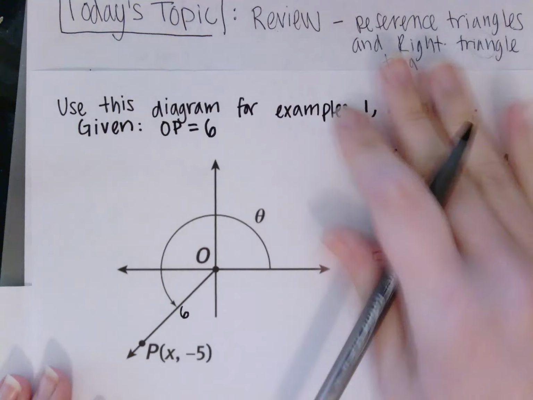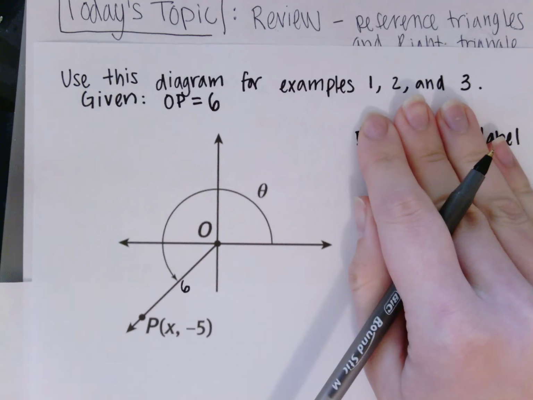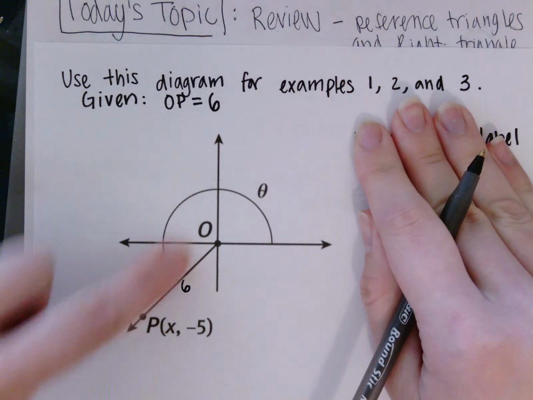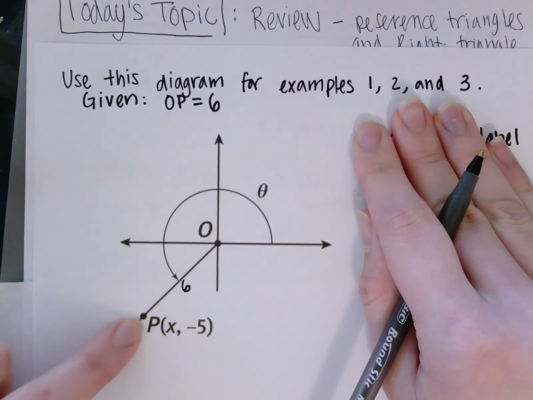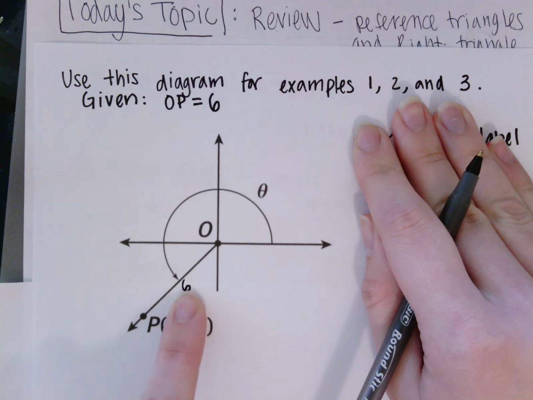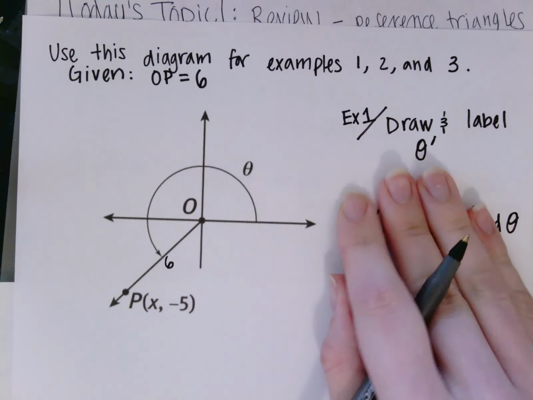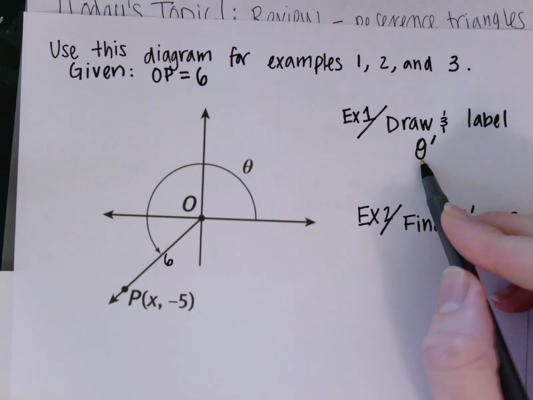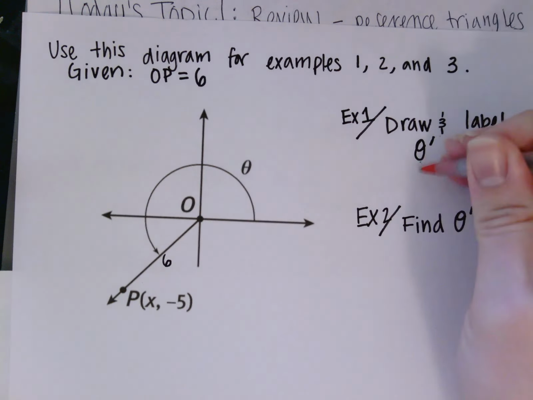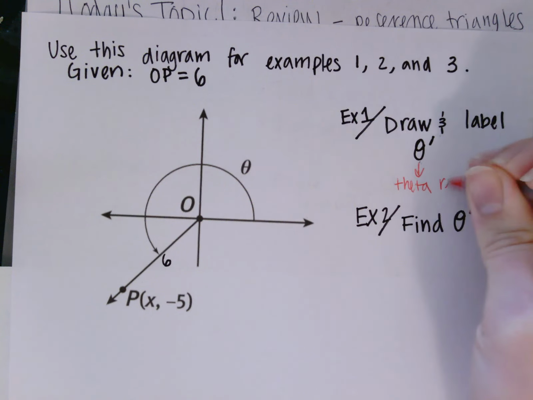All right, so we have a diagram here that is going to be used for examples 1, 2, and 3. We have been given that OP is 6. So here's O, the origin, here's P, the length from O to P. The length of this line is 6 and it is labeled. In example 1, we are going to draw and label this new symbol, theta reference. So remember, this is read as theta reference.